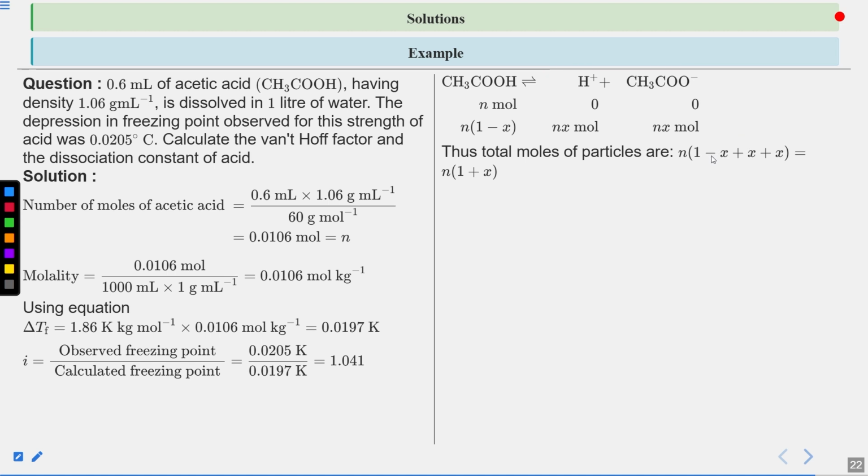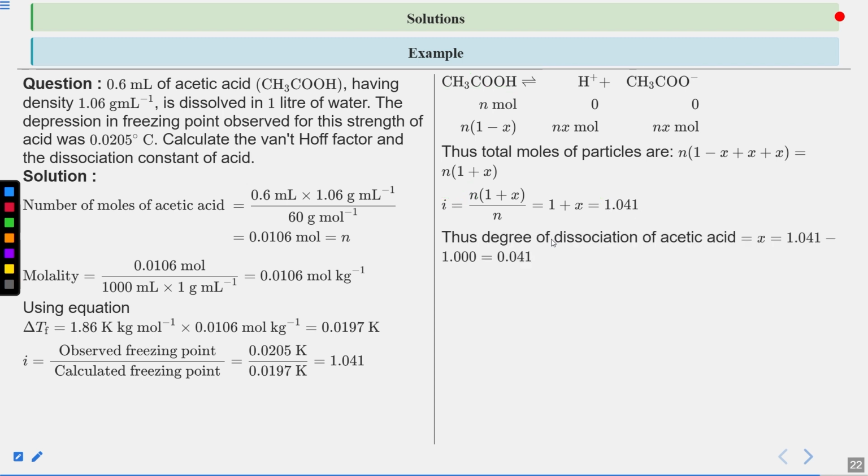So what will be the total number of particles? It will be nx plus n into 1 minus x. That will give you n into 1 plus x. Now, i has already been calculated here. If you put these values here, n will be 2 in case of acetic acid, as 2 particles are getting dissociated from 1 particle of acetic acid. So if you take the value of n as 2 and try to calculate x from here, if your i value is 1.041, then you will get your x as 0.041.